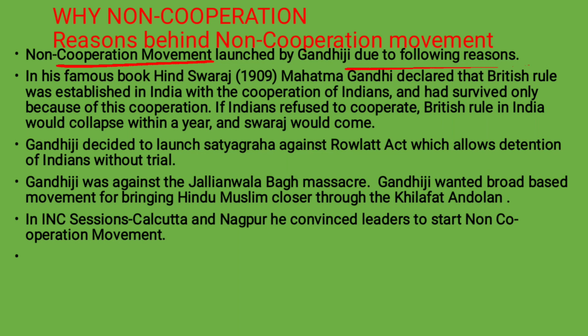Okay. So let's see. Mahatma Gandhi wrote a famous book named Hind Swaraj in 1909. Okay, he declared in that book that British rule was established in India because Indians cooperated. When Indians do not cooperate, do not adjust with the Britishers, the Britishers cannot rule over them. Okay, so that is the main thing he told. You will learn this point.